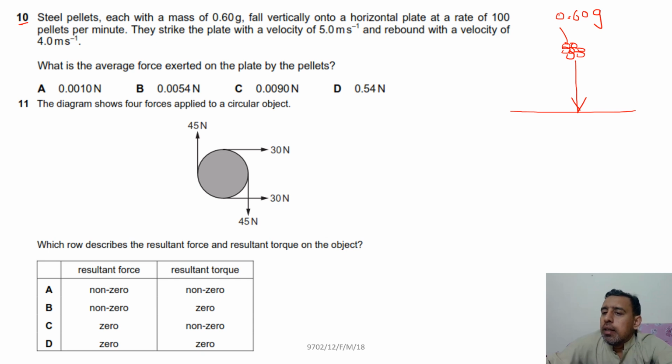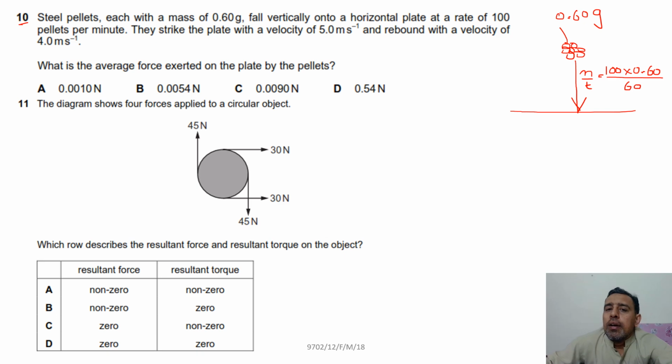It means the 100 pellets each having mass 0.60, this is the total mass which is going to fall on this plate in 60 seconds. So this is in fact m over t, that is mass over time.